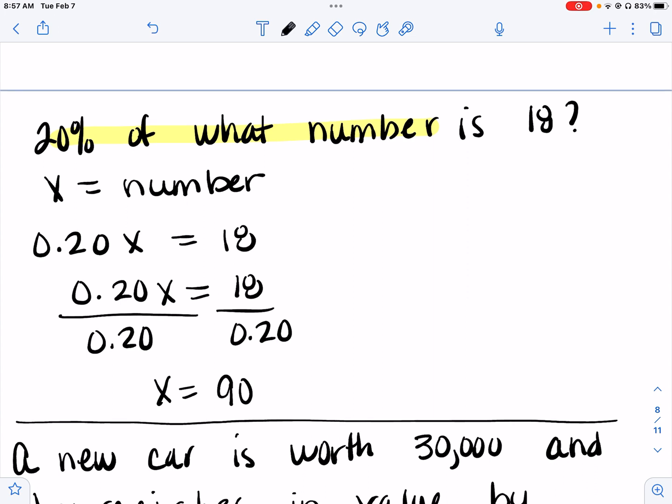20% of what number is 18? Okay, so of what number tells us x equals the number. 20% of something means you multiply 0.20 times the number. So 0.20 times x represents our number. Is means equals. So equals 18. Divide by 0.20 and that gives us our answer.